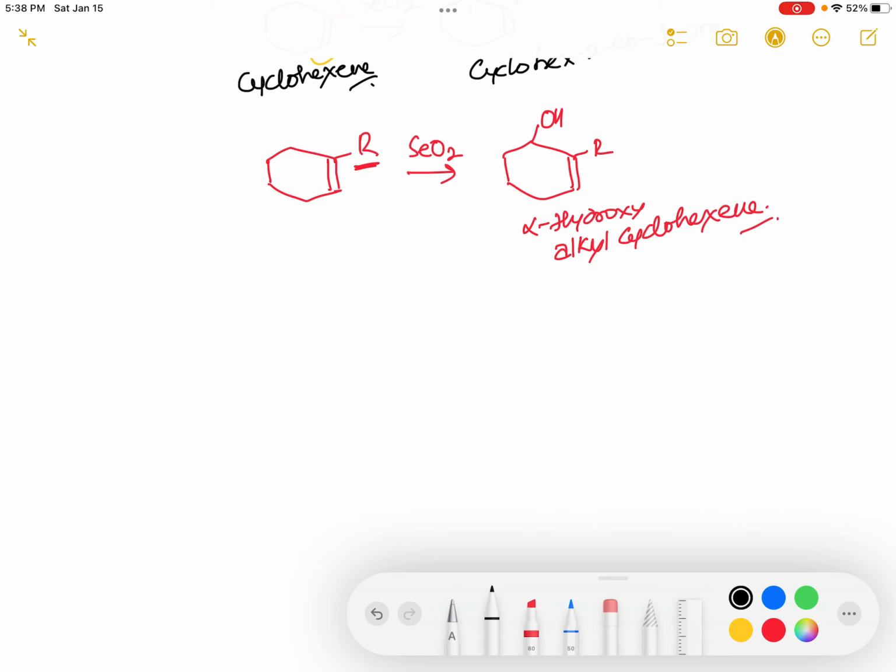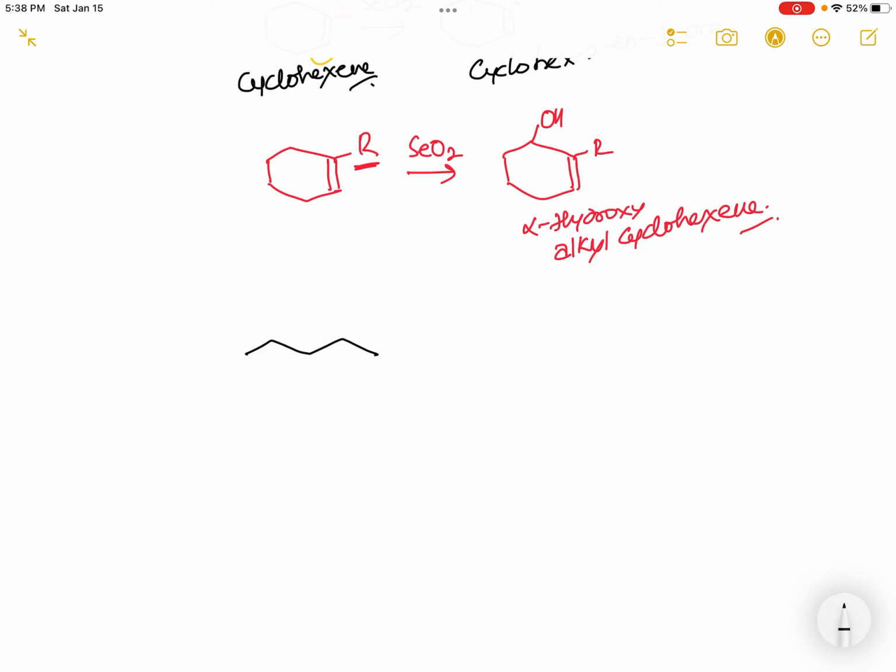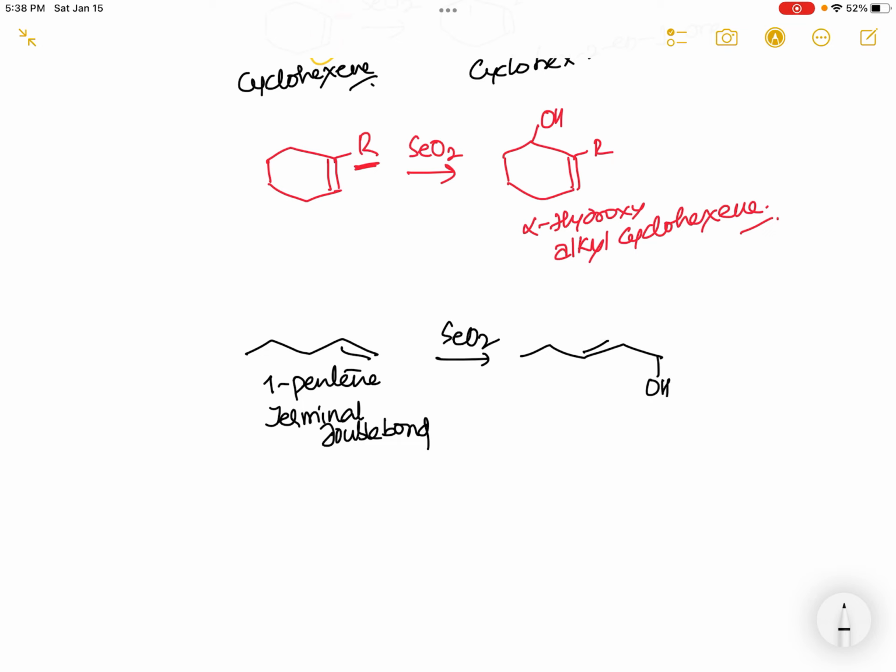See, if you are having pentene, this is one pentene. This is a terminal double bond. Now this terminal double bond will come inside and the last place will become an OH group. So if you are using selenium dioxide, it is a very interesting reaction. Now this will become a second place double bond and first place OH group. So pent-2-en-1-ol.